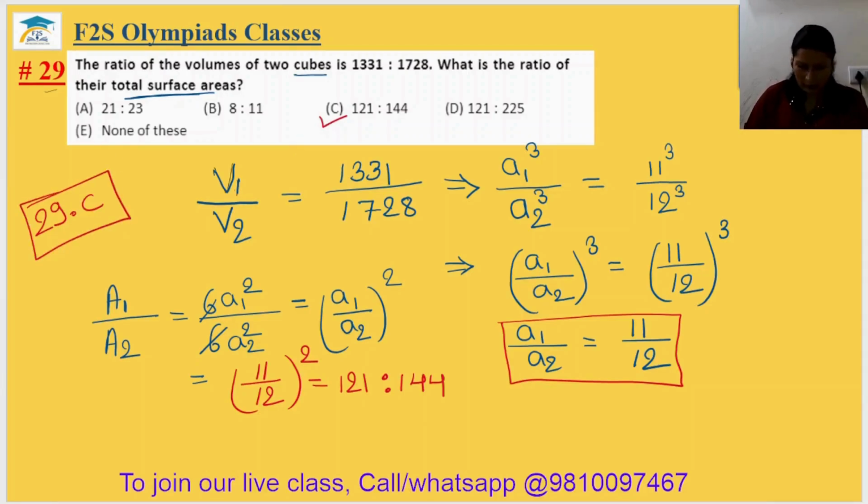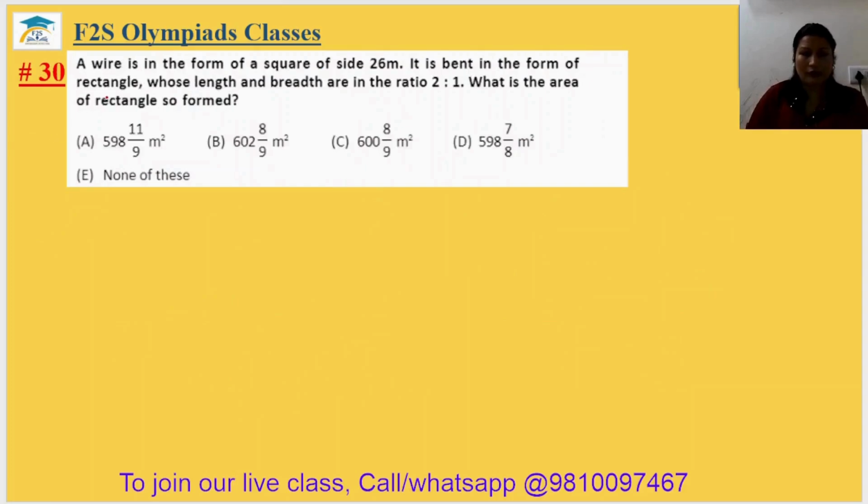Okay. Come to question number 30. A wire is in the form of a square of side 26 meter. Okay, it is bent in the form of a rectangle whose length and breadth are in the ratio of 2:1. What is the area of the rectangle so formed? Actually, the wire is in the form of the square whose side is 26 meter.